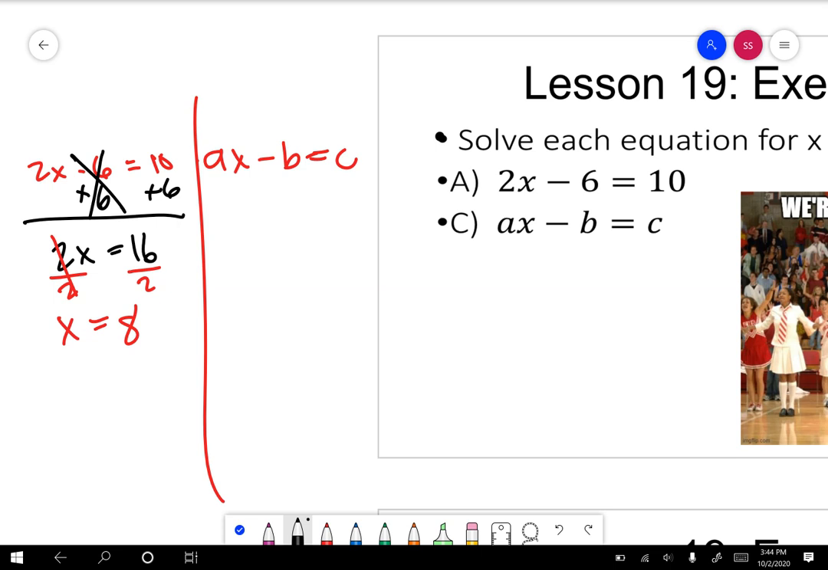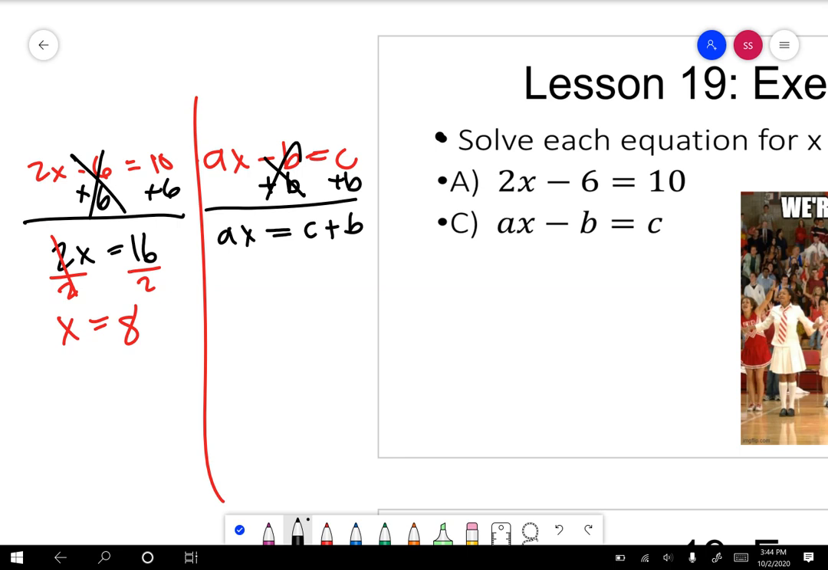We're going to start with getting rid of the subtraction first. So we have minus b, so we need to add b to move it. That would give us a times x equals, because a negative b plus b would be 0. Okay, and then c plus b, we can't combine those because they're not the same variable. So we would just simply write c plus b or b plus c. Either way is fine.